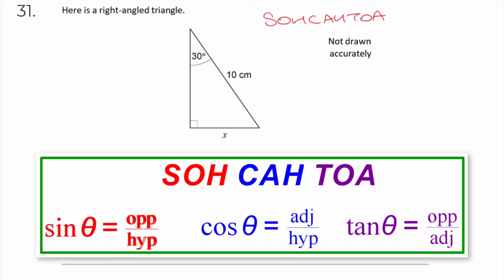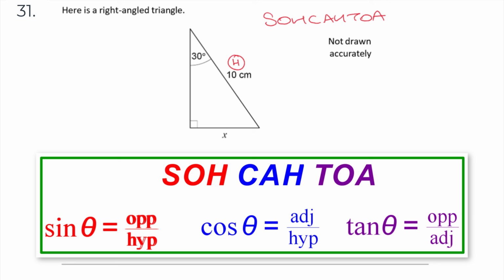SOHCAHTOA, or whatever mnemonic you use in order to remember your trigonometric ratios. Okay, so what I'm going to do when I work with SOHCAHTOA, I label each side of my triangle, hypotenuse, opposite, adjacent, so I can work out which ratio we're going to be using. Now I always start with the longest side, so that is h. Okay, so that is the 10 there, is the hypotenuse.